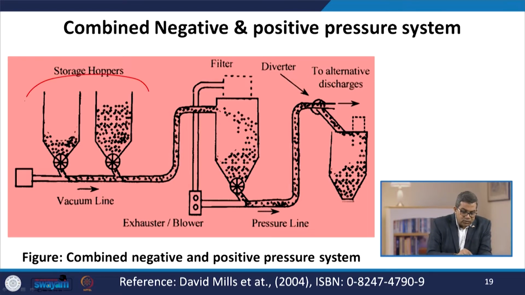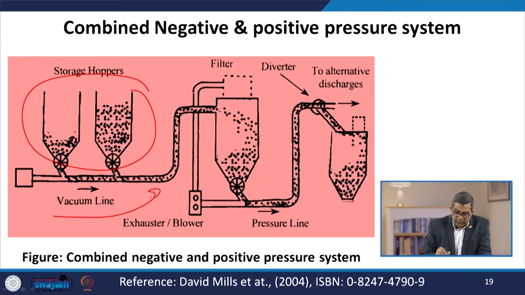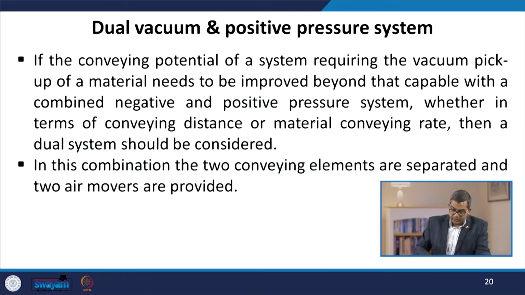Here you have the storage hopper with the help of a vacuum line. Here you see that it is equipped with the filter and a diverter. Here you have this exhauster and a blower, which can be disengaged with the help of this.